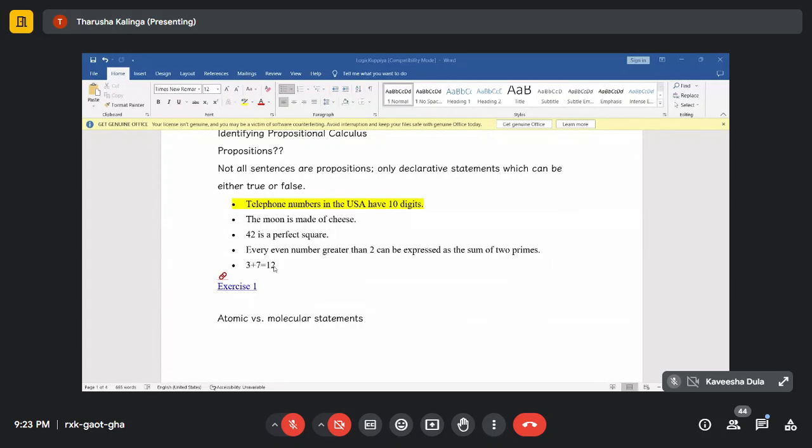So for every even number greater than 2, we don't have a way to check whether it is true or false, but to say that it is a proposition, it only needs to be falsifiable, or something we can experiment on and evaluate as true or false. And the next one, 3 plus 7 is 11, that is obviously false, right? But we take it as a proposition.